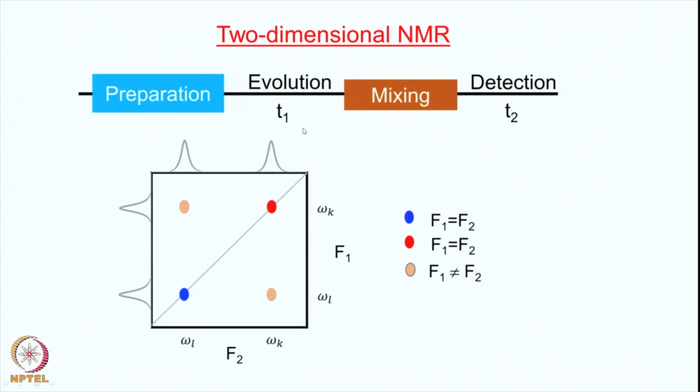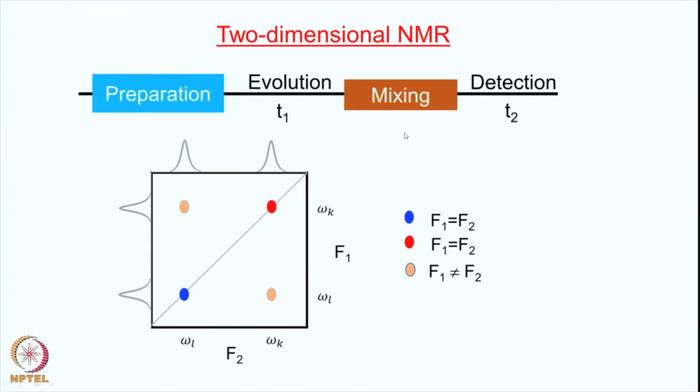So, you systematically increment the value of T1 and collect an FID. If you have to do signal averaging, then you have to do it for each value of T1. So, you start with a 0 value of T1, then you have 1 delta T1, then 2 delta T1, 3 delta T1 and so on. You collect a large number of FIDs, so you generate a 2-dimensional matrix of FIDs. There will be as many FIDs as the number of increments you use in this evolution period.